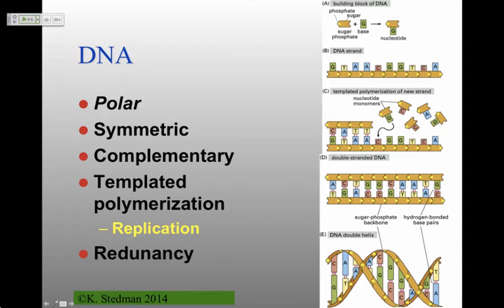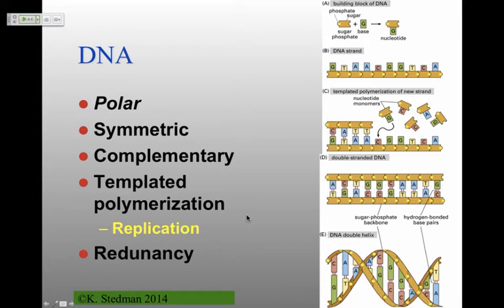DNA, of course, has molecular biology polarity. That's 5 prime to 3 prime and 3 prime to 5 prime, symmetric in such a way that the polarity is opposite of the two different strands of your DNA. Of course, they're complementary in terms of base pairs. Gs always pair with Cs, Ts always pair with As. And the way you make this is you have a template that gets polymerized, and you end up with this double strand. Of course, you pull it apart to do your replication in the next time around.